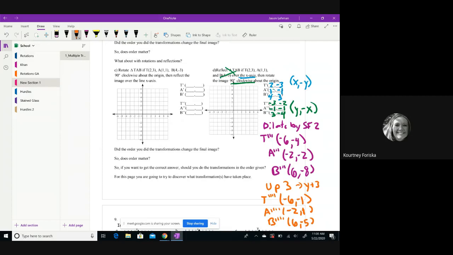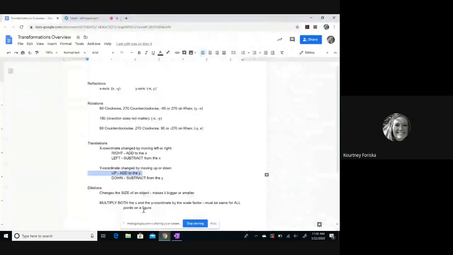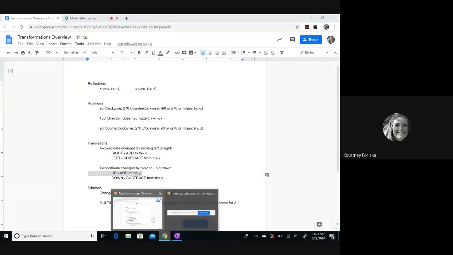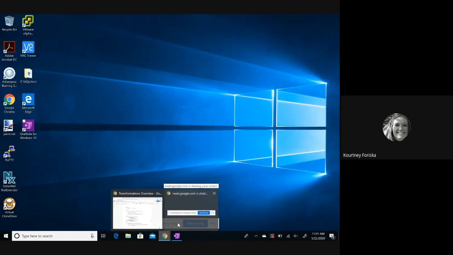We could keep going and keep going and keep going, making one transformation at a time. Again, cannot stress enough looking back to this transformation overview. The more you look back at it, the more you're not going to have to look back at it because those rules are going to become easier and easier each time you do that. So I would, again, suggest using those when you're doing those transformations.